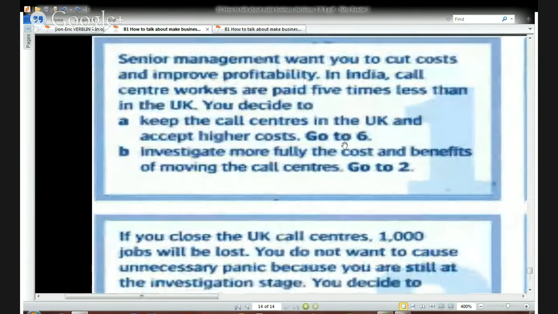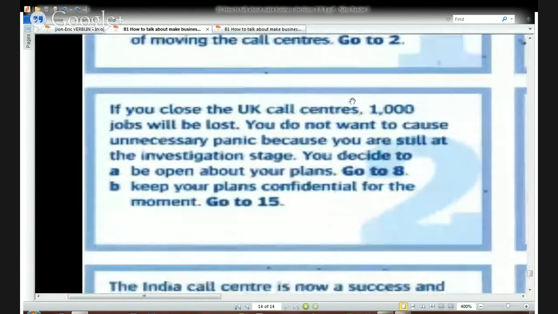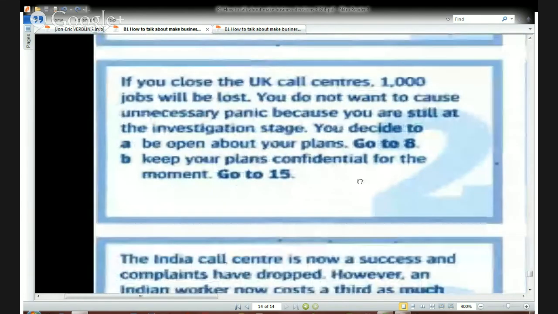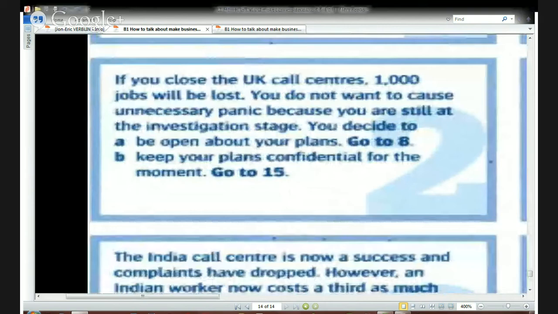What happens if we investigate costs more fully, and we go on to number two? Yuki, let's take a look at the alternative. What happens if we do decide? Remember, we haven't decided to move to India. No, we haven't decided to move them. We're just investigating further. What do you think?